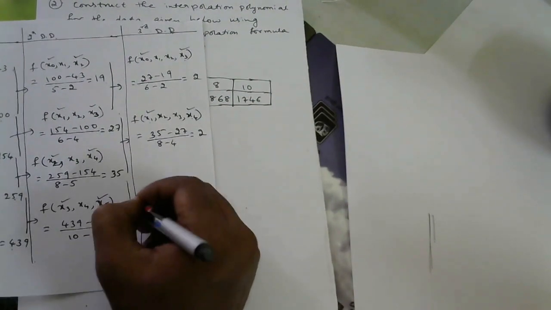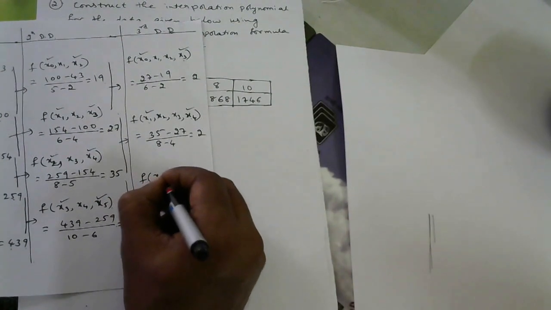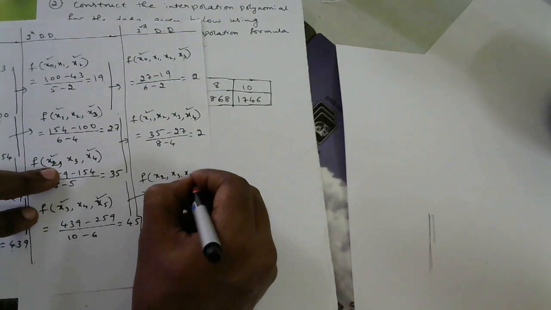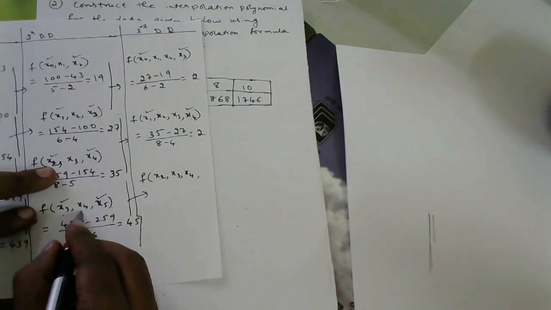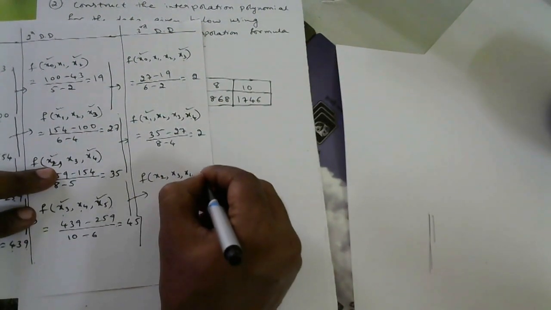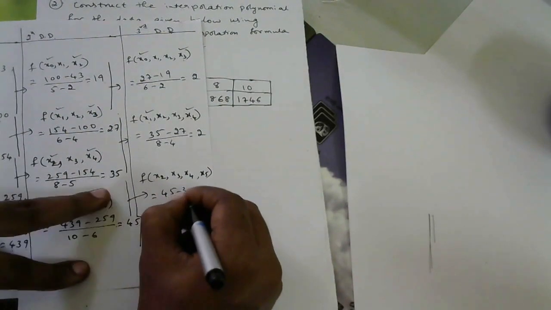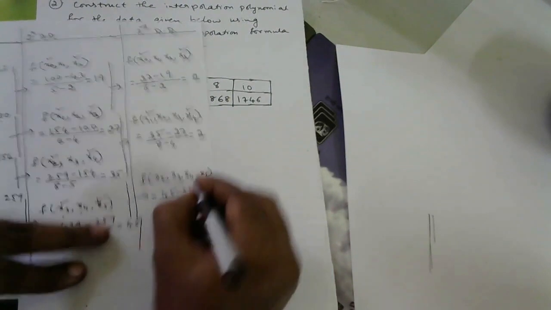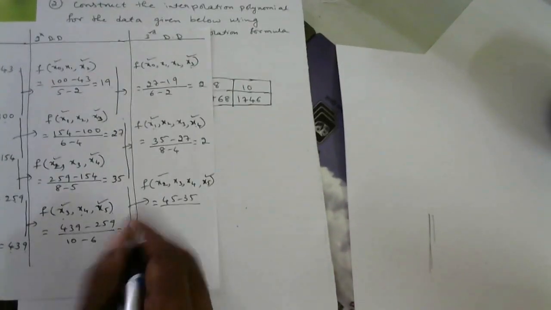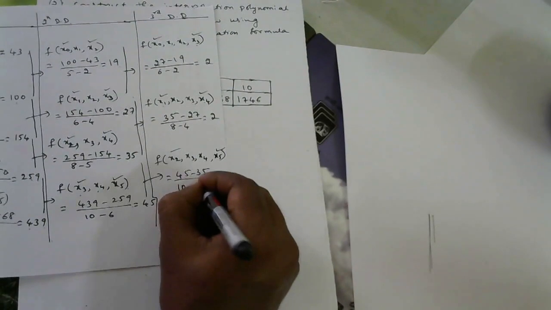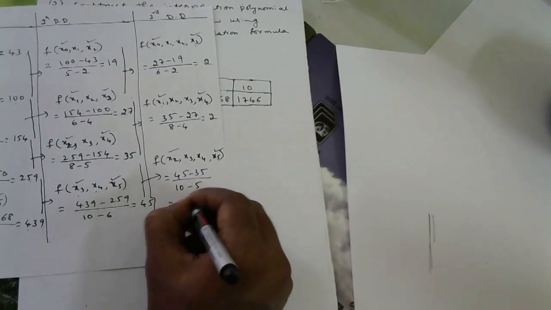Now these two differences. So f of x2, x3, x4, with x3 and x4 already taken, the remaining is x5. So what do you get? 45 minus 35, divided by last term minus first term, so x5 minus x2, which is 10 minus 5. So the answer is 2.